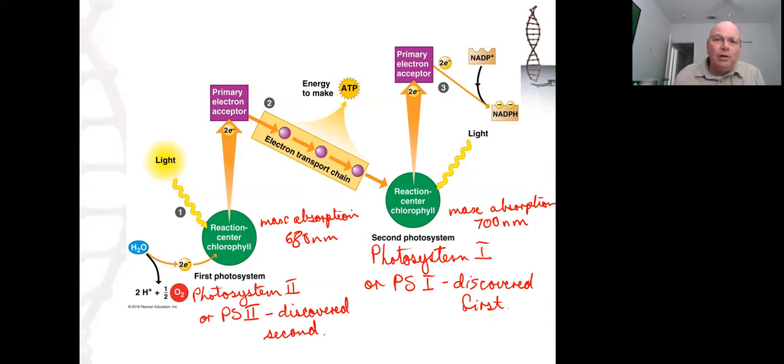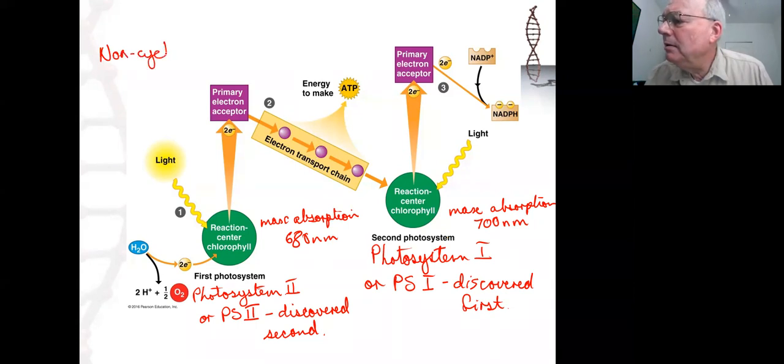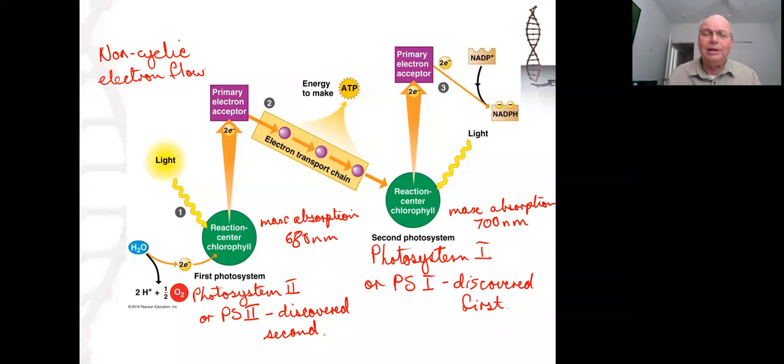So how do we talk about this? Well, this is called non-cyclic electron flow, because the electrons flow in a linear fashion from water through the two photosystems, eventually to NADPH. There is also a cyclic electron flow, but that's not really talked about in the book, and I'm not going to talk about that one because it's not really important for you to know that. This is the one that we really need to focus on.